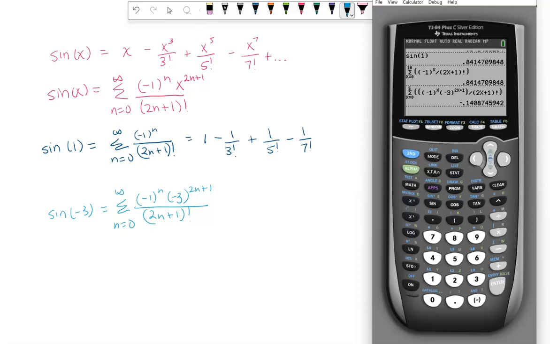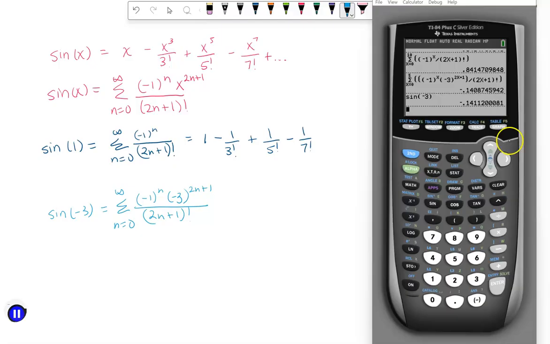All right, okay, so we get like -0.1408 and some change. And if I actually type in the sine of -3 in my calculator, I see that this approximation is okay. We're off by a little bit. So what if we just used some more terms?